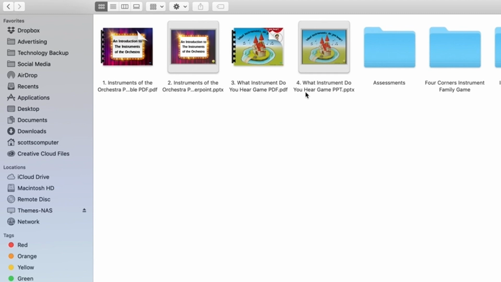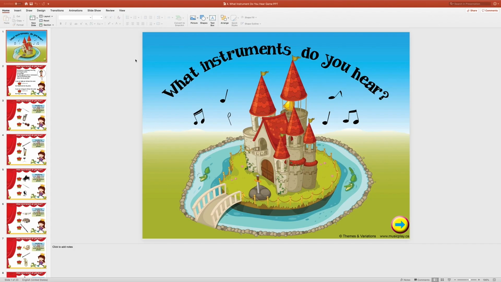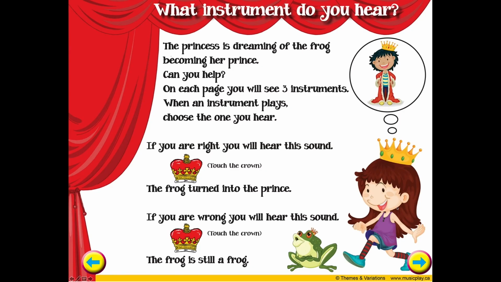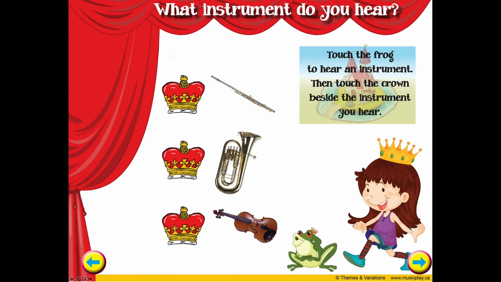Let's play the second activity, but we'll use the PowerPoint version this time. The princess has heard rumors that a prince was turned into a frog. Can you help her transform the frog back into a prince? You will see 3 different instruments. Click on the frog to hear the instrument play. Click on the instrument that you hear. If you get it right, you'll hear magic bells. If you're wrong, you'll hear the frogs in the pond ribbit trying to coax the princely frog back to the swamp. Let's play one together.